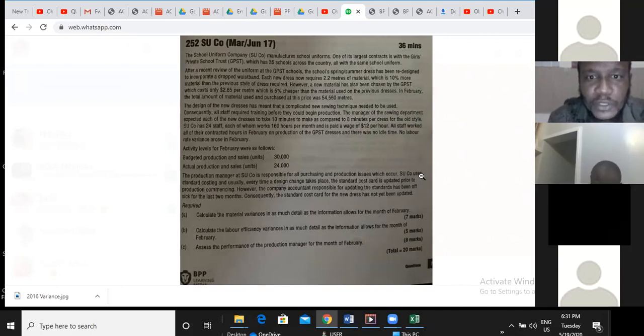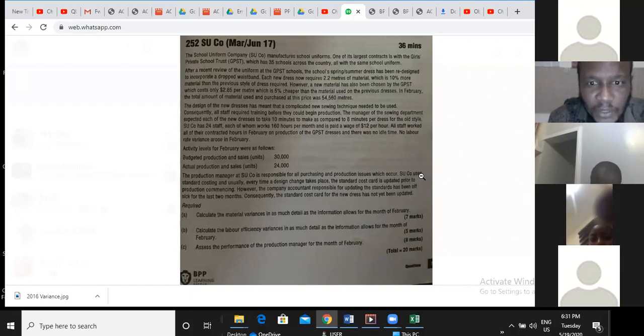There's one sneaky part that I felt was going to give us stress. If you read the middle of the second paragraph, each new dress requires 2.2 meters of material, which is 10% more material than the previous style of dress required. So our previous style of dress required will be 90% of that. 2.2 is 100%, so 90% will be whatever it was before.